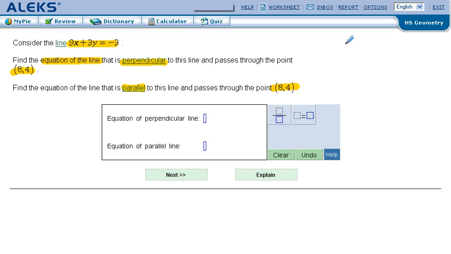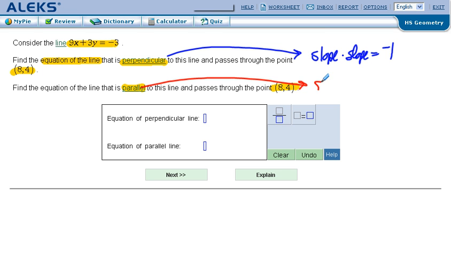Let's recap what the concepts of parallel and perpendicular have to do with slope. For perpendicular, we know that slope times slope has to equal -1, and for parallel, we know that our slopes must be equal.